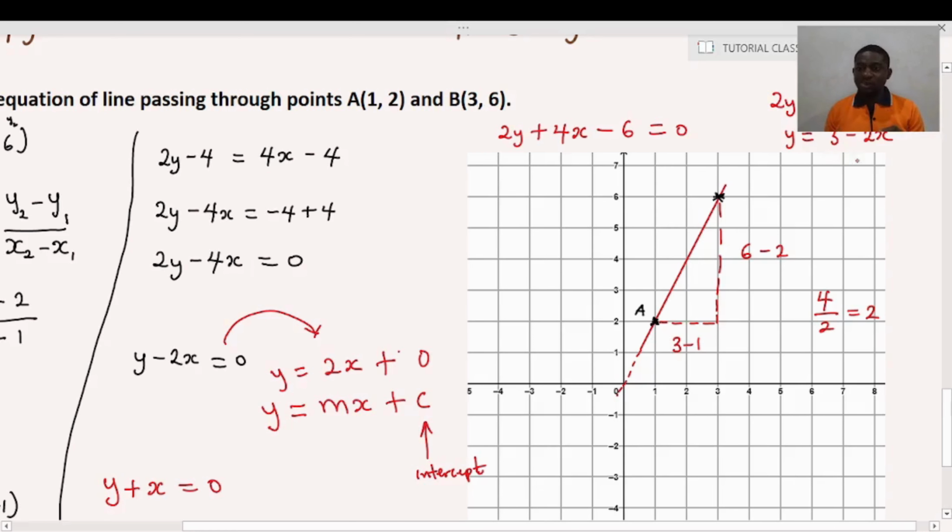So for this, the gradient m in this one is equals to negative 2. That means the gradient of this equation, m, is equals to negative 2. And the intercept, that is where this line will touch the y-axis when plotted, the intercept c is equals to 3.